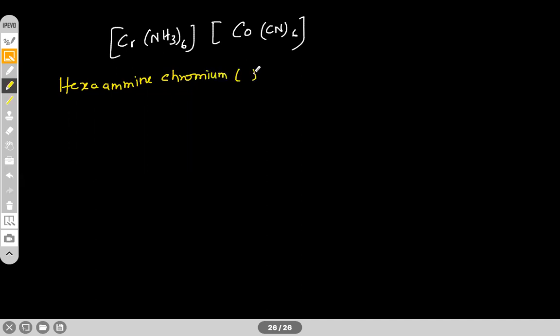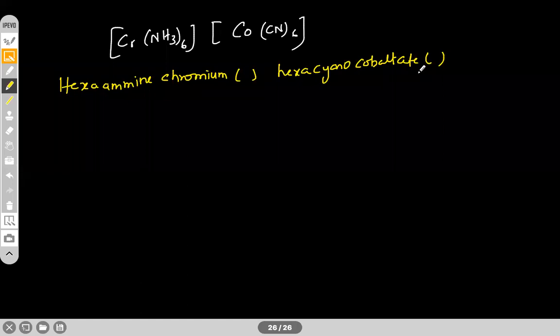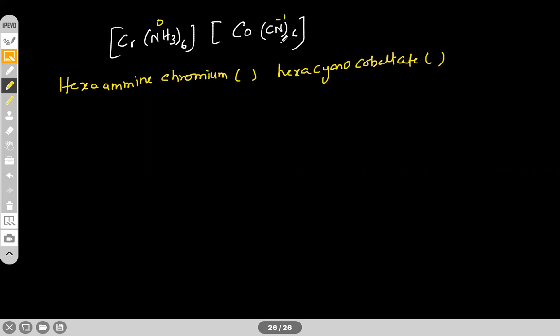chromium, oxidation state, let it be for now. Then some space, hexacyano cobaltate, oxidation state, we'll see. So how do you assign the oxidation state? You just find out the total charge. NH3 has 0 charge, and CN has -1. So the total charge is 6, in magnitude. This charge you have to distribute equally on the two metals. So we'll write down 3 here and 3 here. This is the name of this compound.